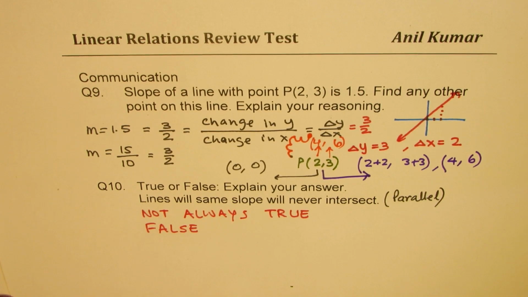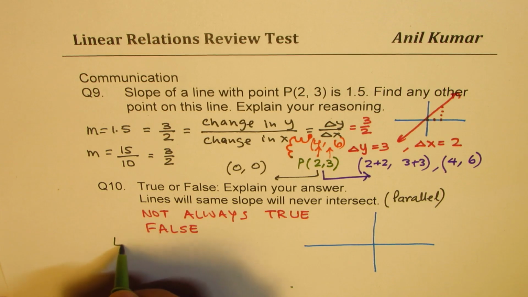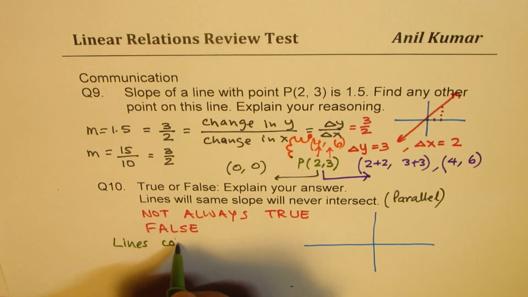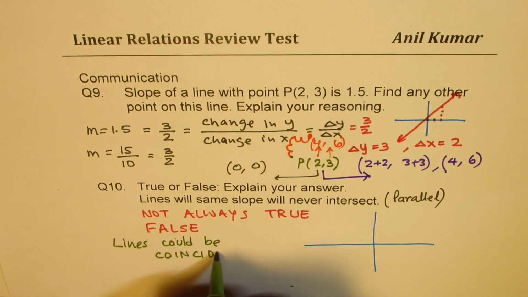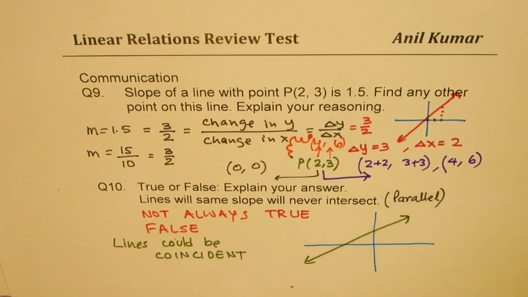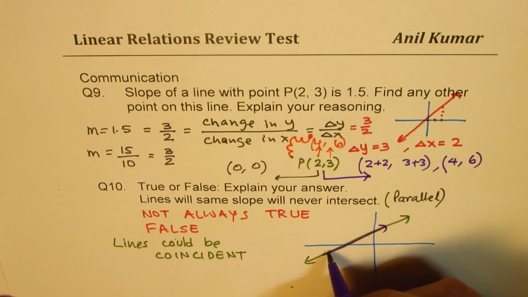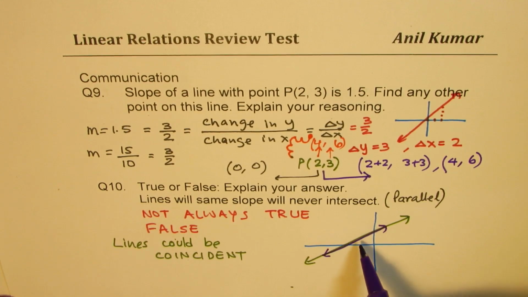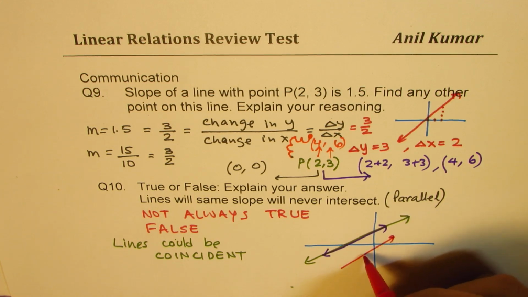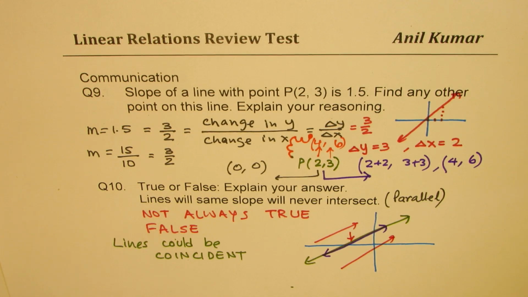Why did I say so? Well, the lines could be coincident, one over the other. So if I have a line here, then the other line could be with the same slope, parallel, right? But over it. That is why. So this is an exception, right? So it is not always that your lines are like parallel. Do you understand? This could also be true, and that makes it false.